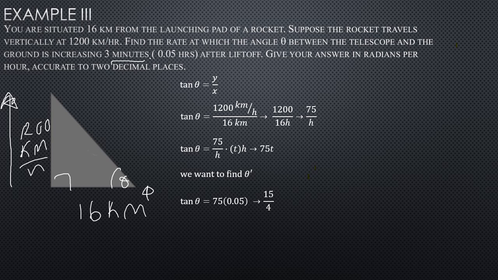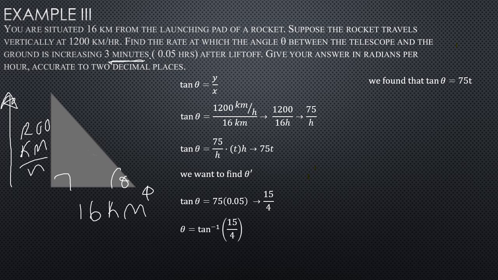And how do we get theta? Well, tangent theta is equal to 75t. T is 0.05 hours or 3 minutes, given by the problem. So 75 times 0.05, well, that's 15 over 4. So tangent theta equals 15 over 4. How do we get theta? We use tangent inverse. Tangent inverse of 15 over 4 is equal to theta. So in the problem, we want theta. To solve the problem, we want theta prime. And we've gotten theta to help us.